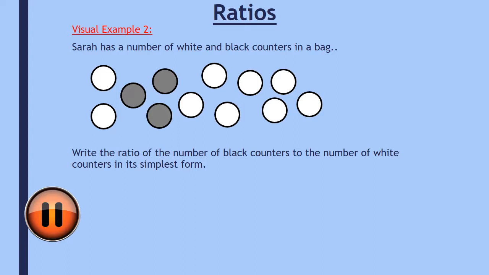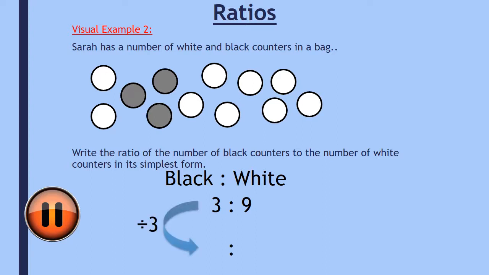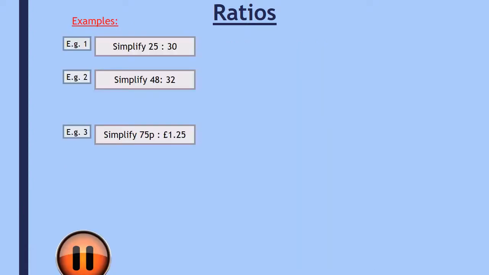Excellent. Let's go through the answer. So it's a ratio of black to white. So that's 3 to 9. And if we simplify that, well, we know the highest common factor of 3 and 9 is 3. So we're going to be dividing by 3. 3 divided by 3 is 1. 9 divided by 3 is 3. Well done if you got that.